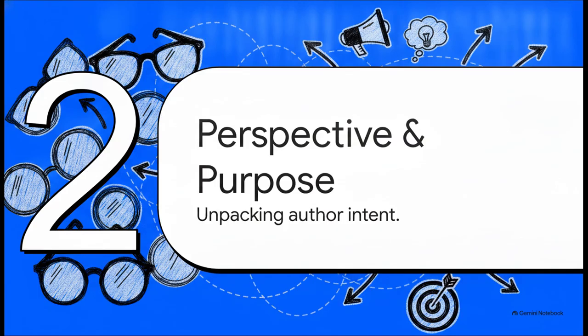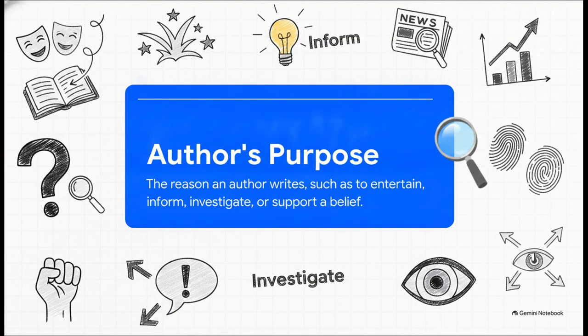Moving on to Section 2, defining perspective and purpose. Let's unpack the author's intent. Okay, so the big takeaway here is that literally every author has a distinct reason for writing. We call this the author's purpose. When an author sits down to create a text, they might want to entertain you or inform a wider audience about a factual topic. Maybe they want to investigate a public action or support a common belief, which is basically just a polite way of saying they want to persuade you. Identifying this core motivation is your absolute first step as a text analyst.